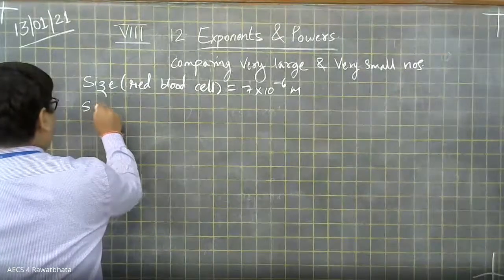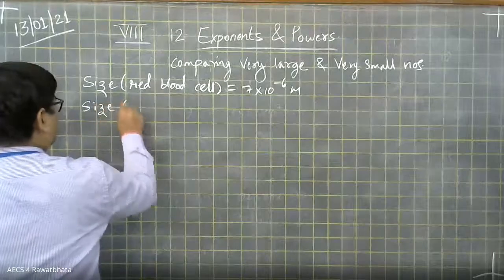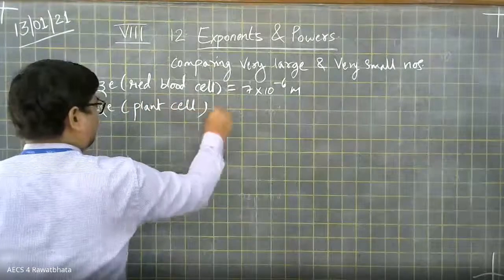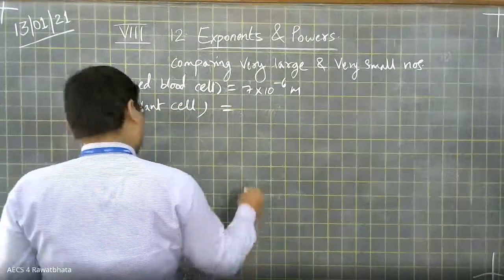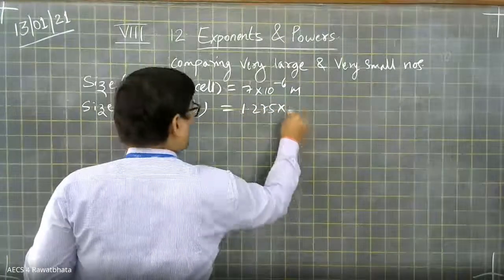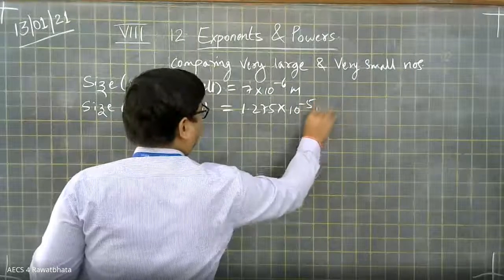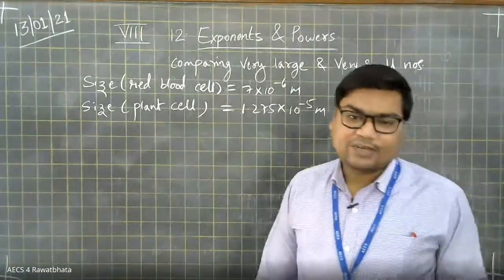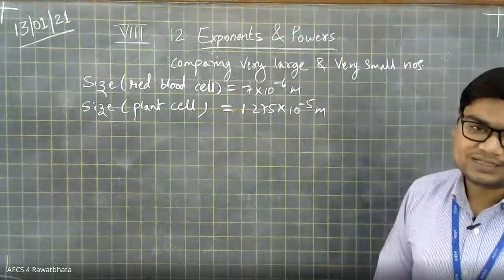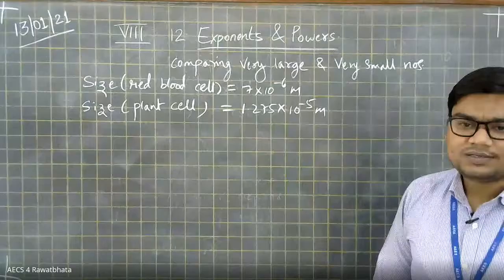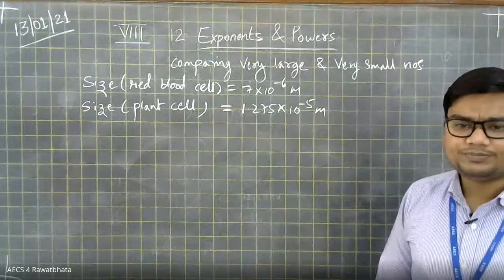And the size of a plant cell is 1.275 into 10 to the power minus 5 meters. Okay. Now we have to compare. Can anybody compare and tell me the answer? Comparison ratio.